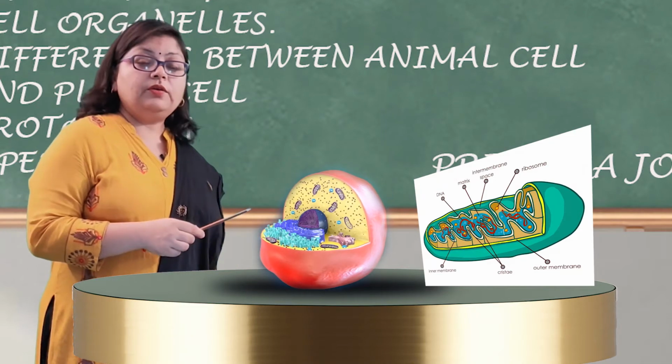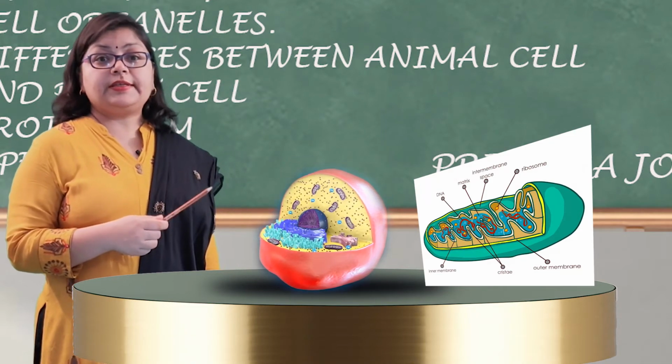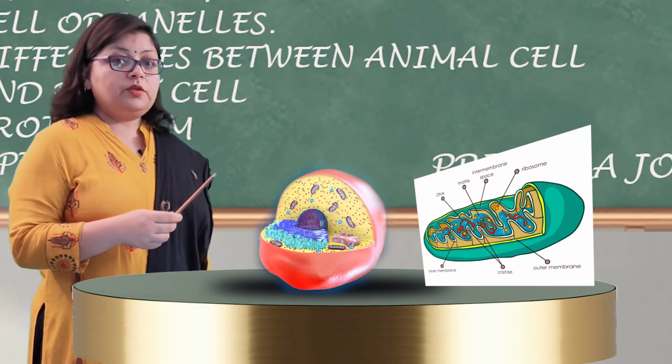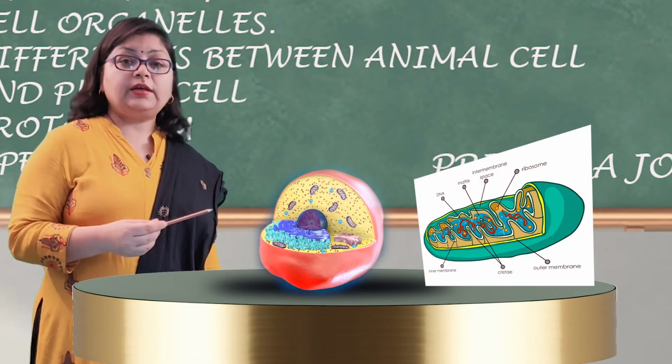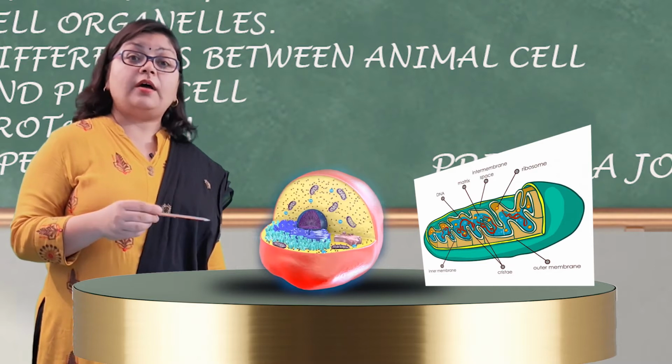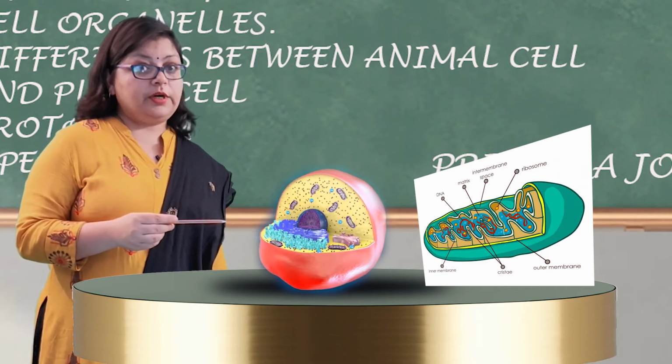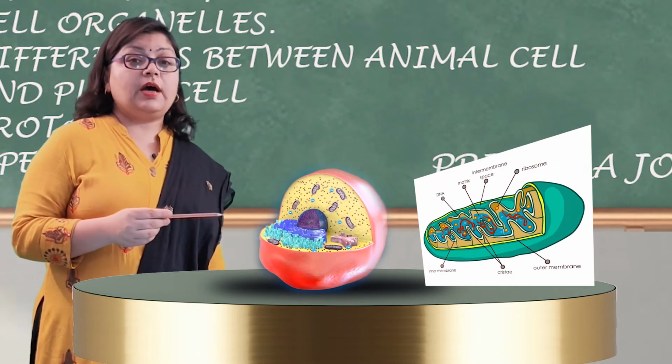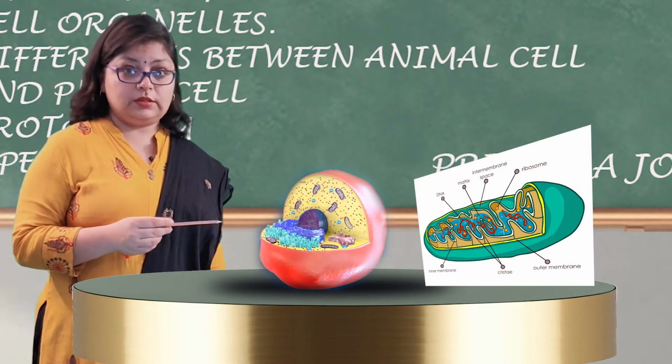Secondly, mitochondria also secretes the respiratory enzymes. So whenever our body requires energy, we use the energy in the form of ATPs, which are released by mitochondria. So that is why we call it the powerhouse of the cell also.